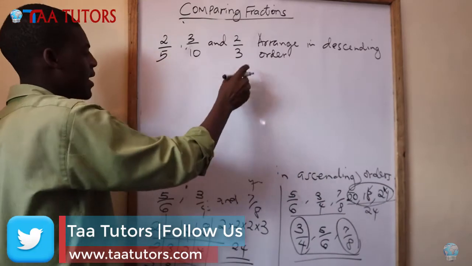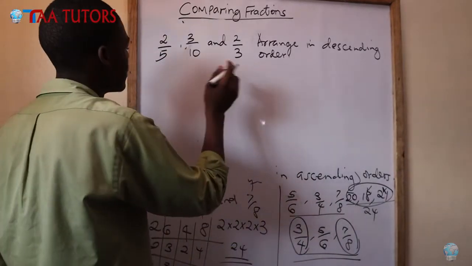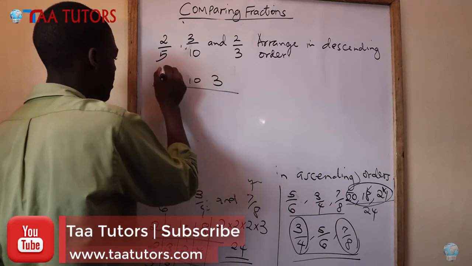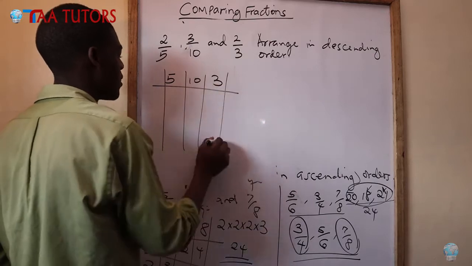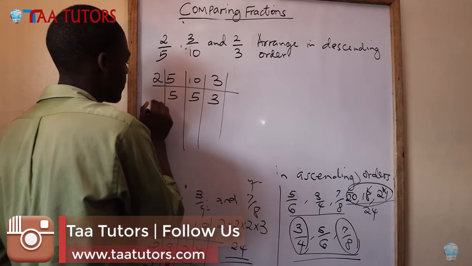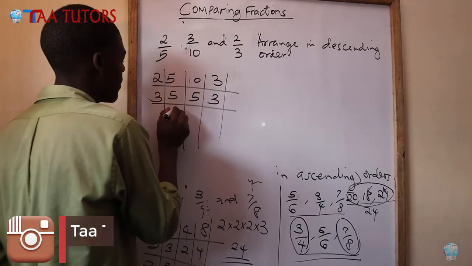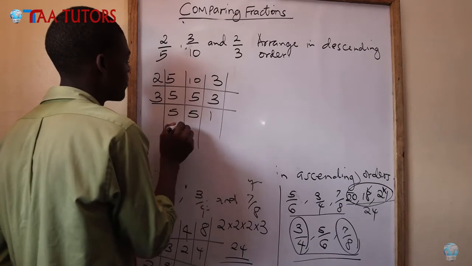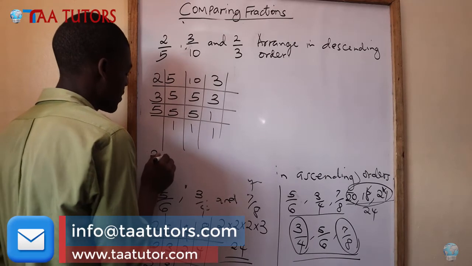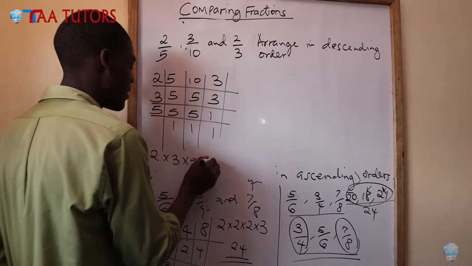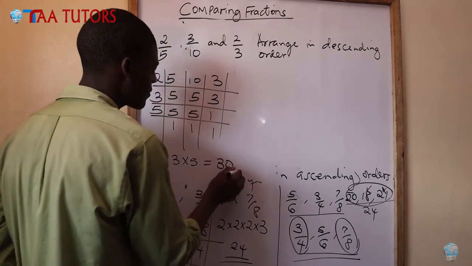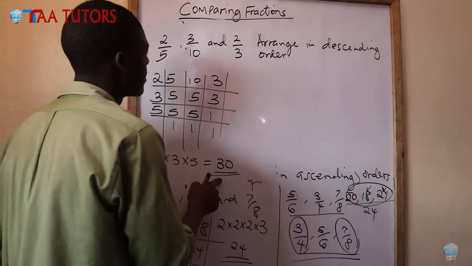The denominators are different, so we go for renaming using LCM. We have 5, 10, 3. 5, 5, 3. 3 will be 5, 5, 1. Then 5, 1, 1, 1. So we have 2 times 3 times 5. This one is giving us 2 times 3, 6, 6 times 5, 30. So our common denominator is 30.